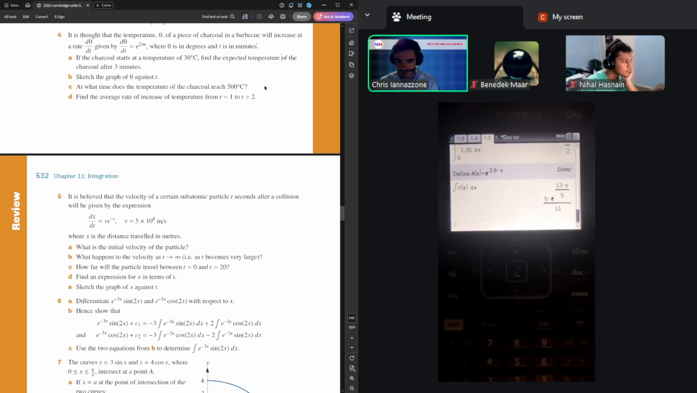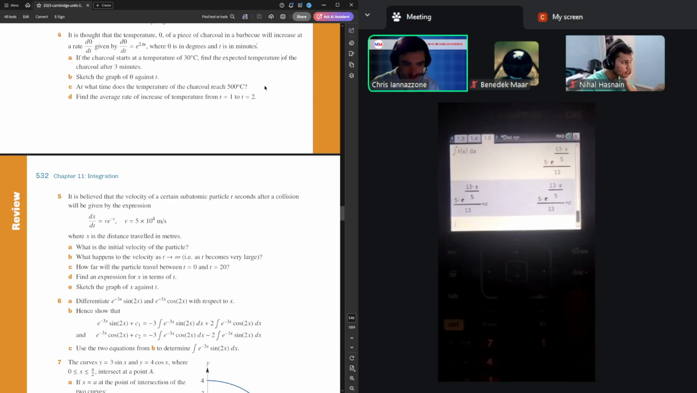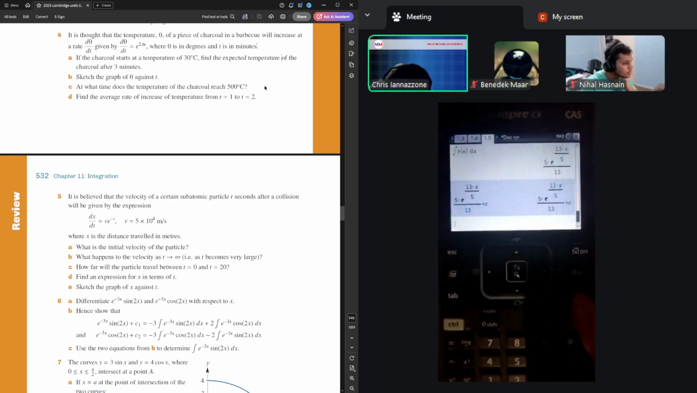There is an implied plus c whenever you do an anti-diff. So this technically has a plus c in there as well. Because we're told the charcoal starts at a temperature of 30 degrees, that is a known point on this now temperature function. We've gone from a rate of change of temperature to now a temperature function. That means that at time t equals 0, the temperature should be 30. In other words, if I sub in the point, sorry, the other way around, the x being 0 and the y being 30, I'll be able to solve for my c.